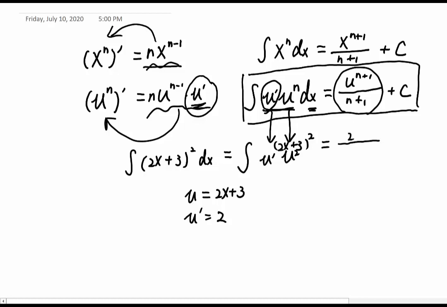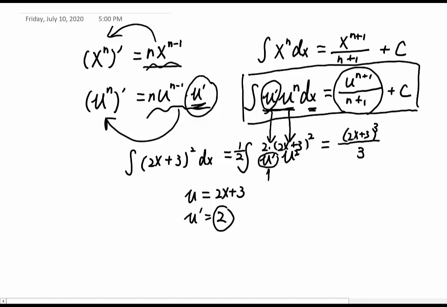If we have a 2 in front, our final answer will be 2x plus 3 to the third over 3. In order to get a 2, we can just multiply by 2. But when you multiply by 2, you change the function, right? So in order not to change the function, we have to divide by 2. So let's just put a half in front. Half times 2 is 1, so we didn't do anything, but we gave a u prime by ourselves.